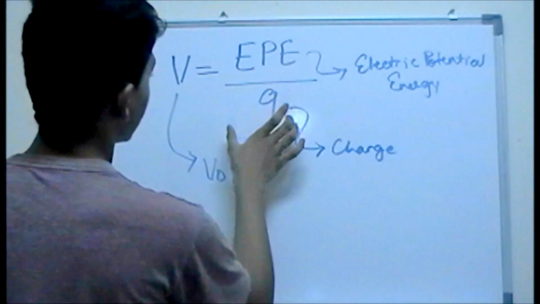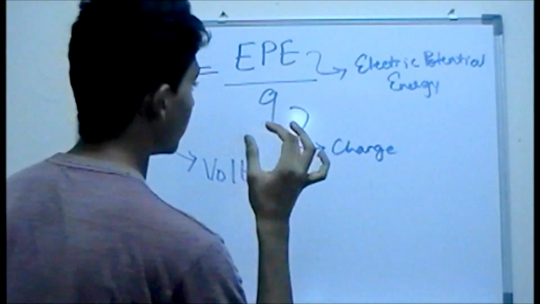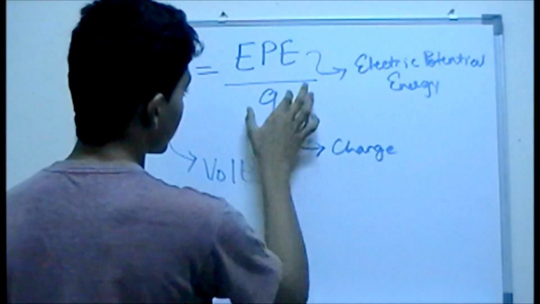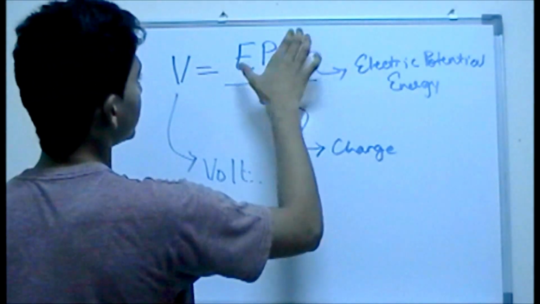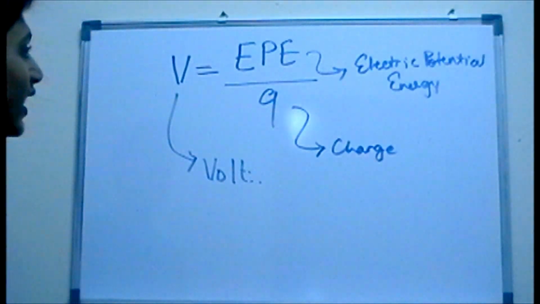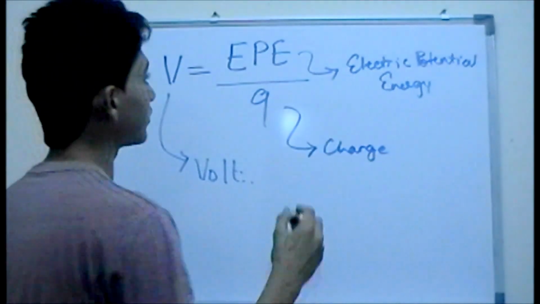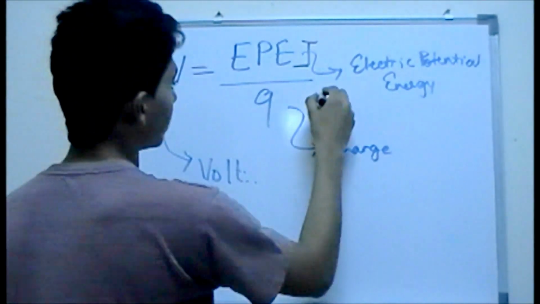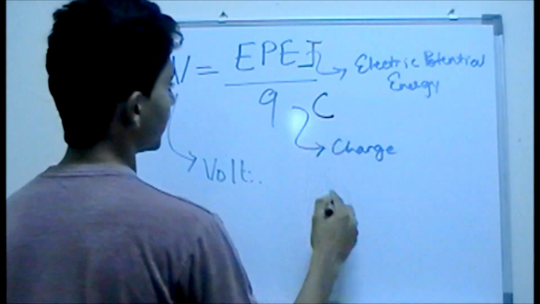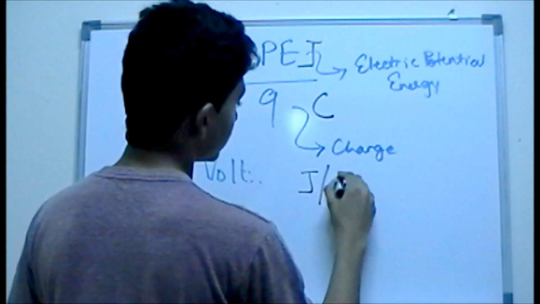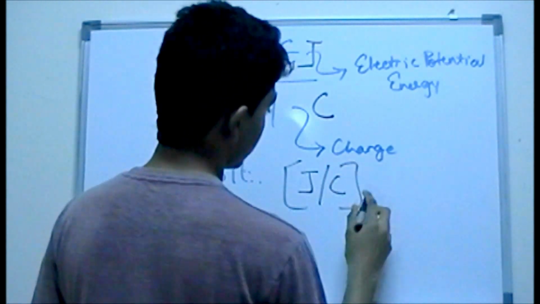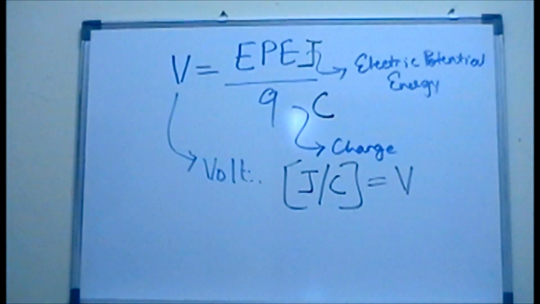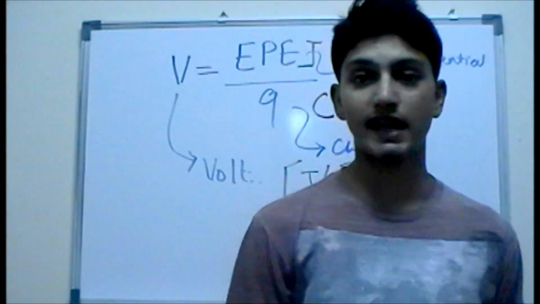If you know the electric potential energy of a particle and you know the charge of the substance, the electric potential energy would be in joules, and the charge would be in Coulombs. So when you have joules per Coulomb, this results in voltage.